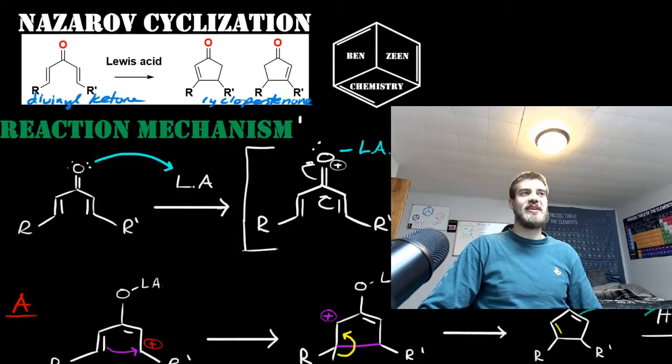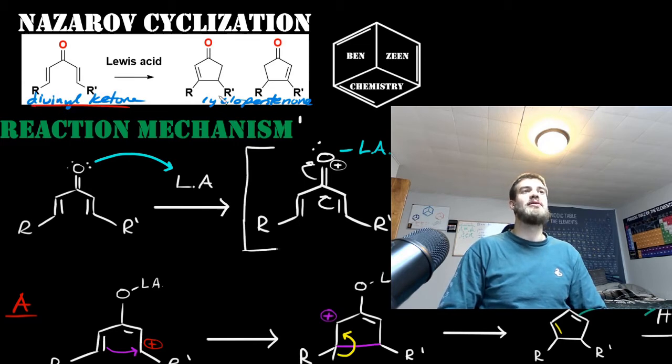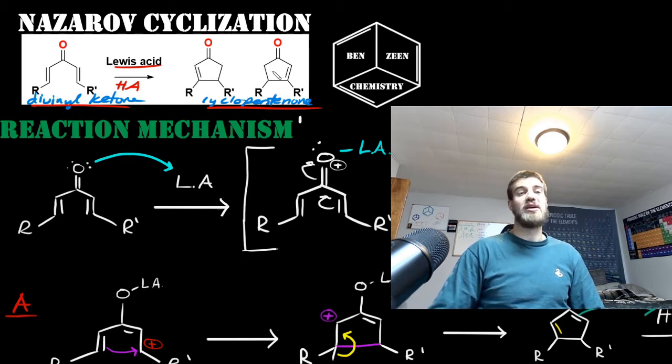In Nazarov cyclization, you want to transform a divinyl ketone, like this example, into a cyclopentenone using a Lewis acid, or it could be a regular Brønsted acid, but most of the time a Lewis acid is used. So your divinyl ketone is this. You have two double bonds next to your ketone, and with two different R substituents that will impact what you get in the end. And you can have some substituents here and here too, which will influence as well.